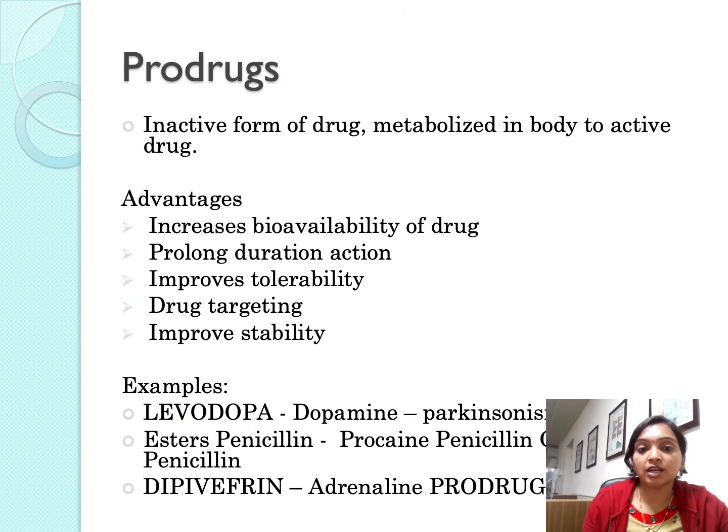Okay, so they are inactive forms of drug which will become activated in the body through metabolism or through biotransformation. Okay, very important. This question is usually asked as a 3 marker and also in MCQs, very important. What is the importance of prodrug?